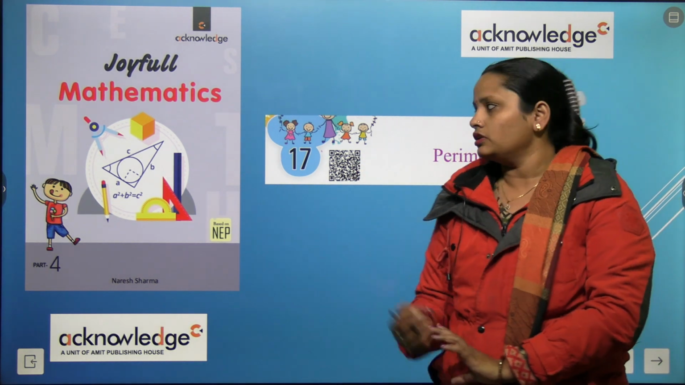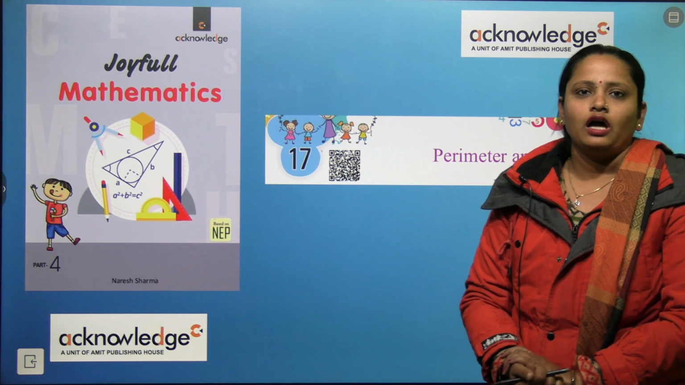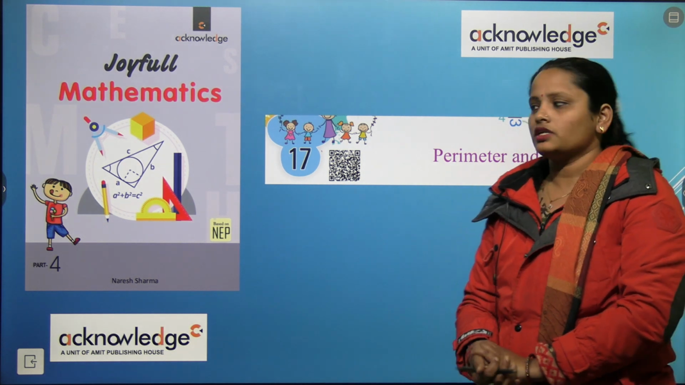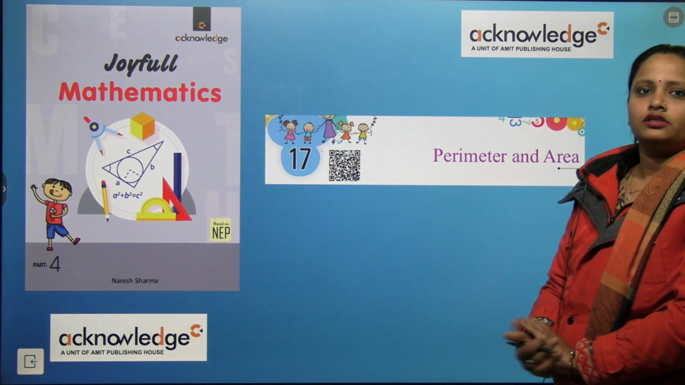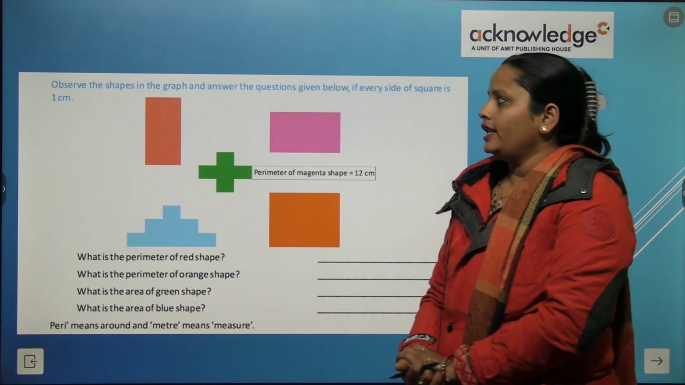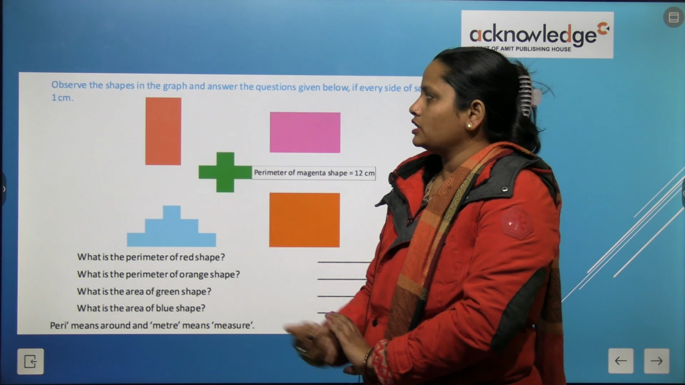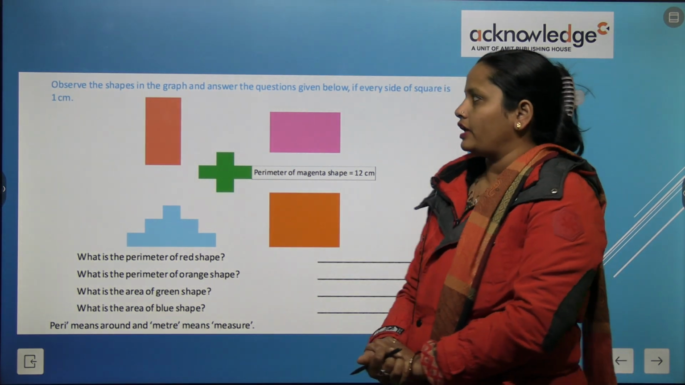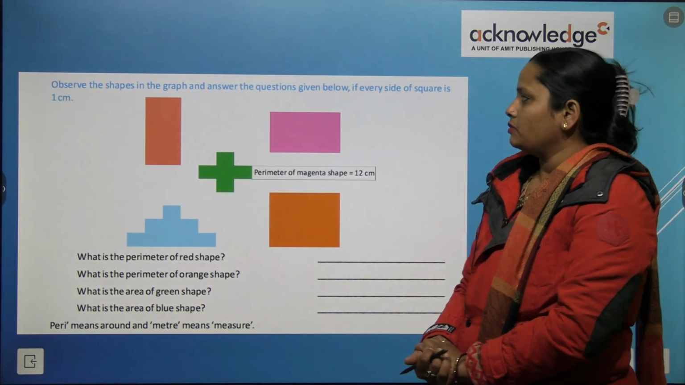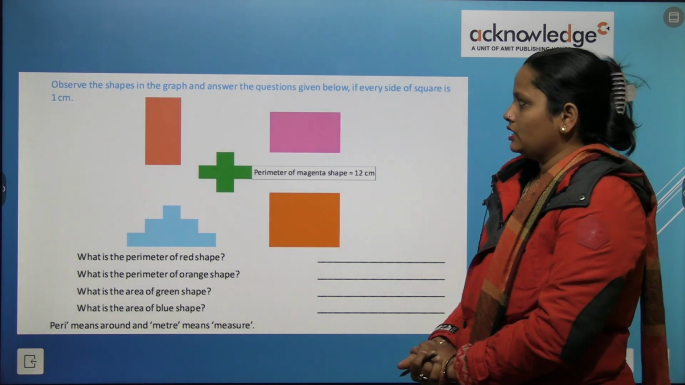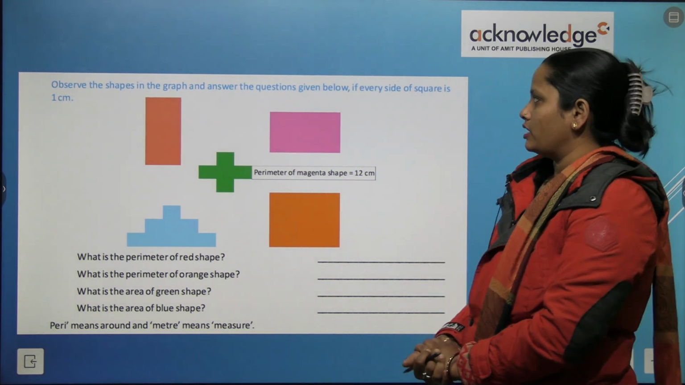This is chapter number 17 of the book, and the name of the chapter is Perimeter and Area. Let's see what shapes are here in front of us. Observe the shape in the graph and answer the questions given below. यहाँ पे कुछ shapes दिए गए हैं. We have to see it and then we have to answer.